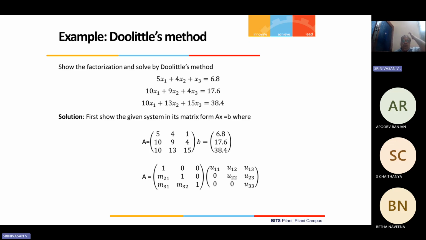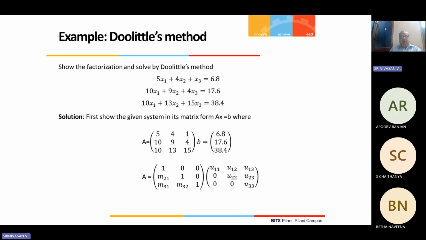some authors use M also to denote the matrix entries, but I would suggest you go for L for lower triangular and U for upper triangular. It will be convenient for understanding, and any examiner who looks at it will be able to easily grasp and understand what the student has written.